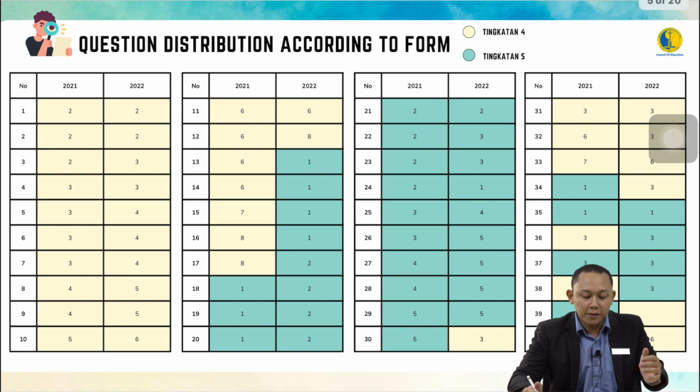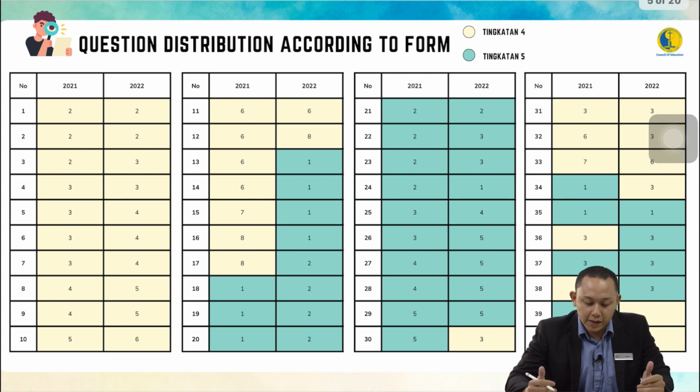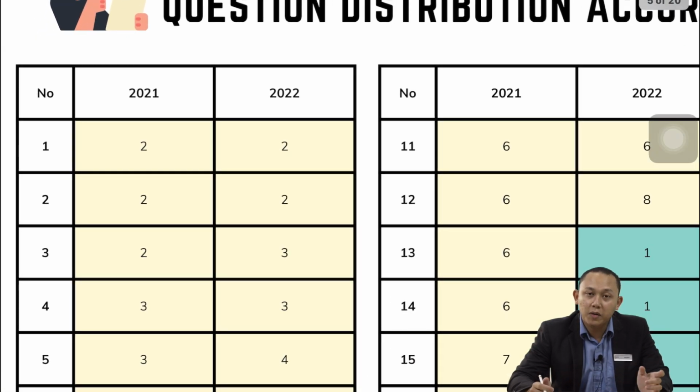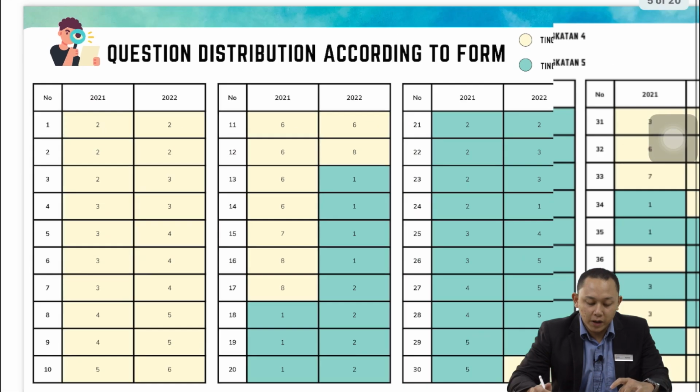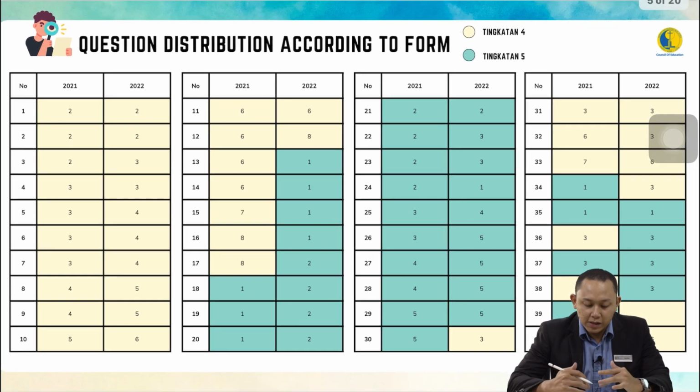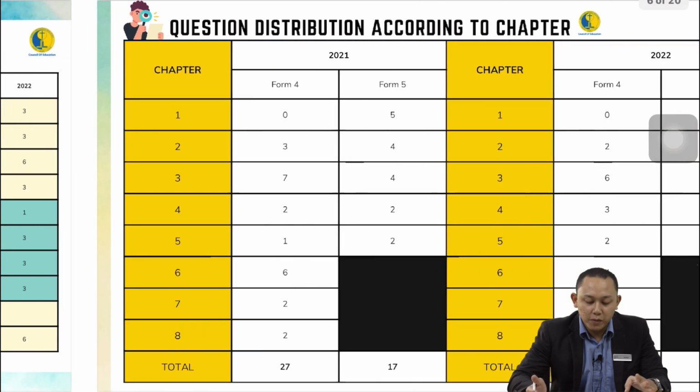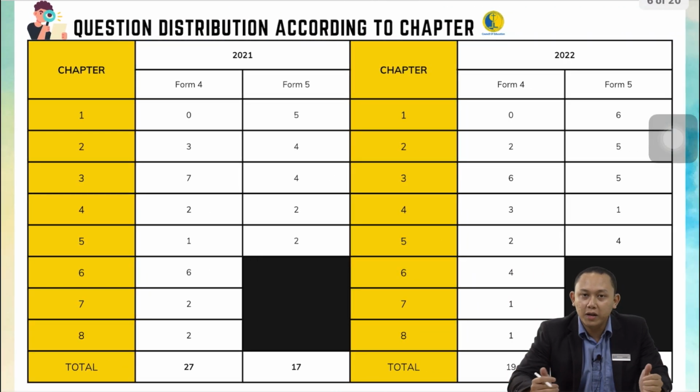If you can see on the screen right now, this is the distribution according to the form, which is Form 4 and Form 5, according to the years also, 2021 and also 2022. If you see just like this, you cannot analyze because it's too much, so we proceed with the distribution according to the chapter.